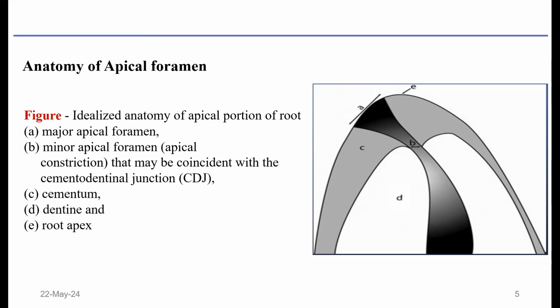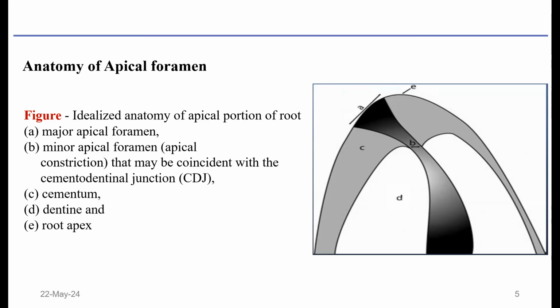What often happens is that we decide an RCT is good or bad based on seeing the IOPA, and we decide that the obturation is not till the radiographic apex. No, it is not right. Our cleaning and shaping, and our obturation should end at the minor constriction, which is at the minor apical foramen, at B.